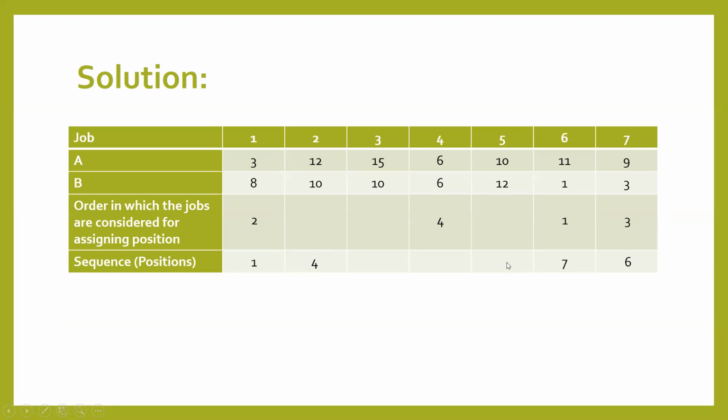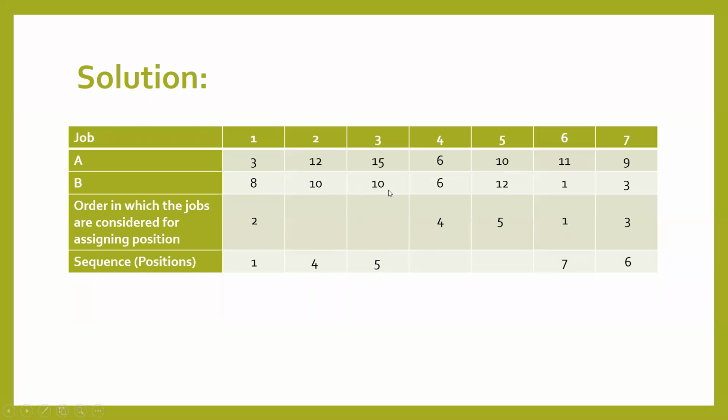Clear? So it's totally up to you. Next, if you consider jobs number 2, 3, and 5 remaining, we have a tie between three values. So the minimum is 10. There's a tie here and here. Now this is at the beginning, so I'll go for this first and assign it at the beginning here. So 5 will come here. So I get 5 here.